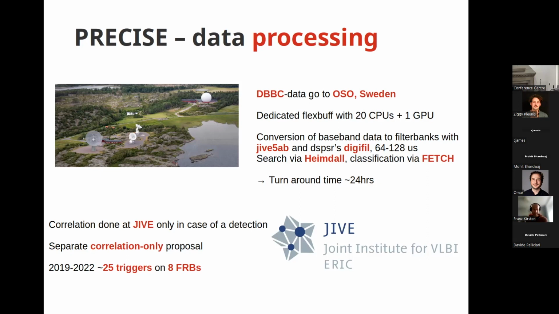In case of a burst, we then trigger a correlation-only proposal that we had in place until recently. So most of our data is just noise. Most of it is just thrown away within a week. But if there is a burst, we trigger, and then all the data are being correlated at JIVE. So between 2019 and 2022, we had about 25 triggers on 8 different FRBs.